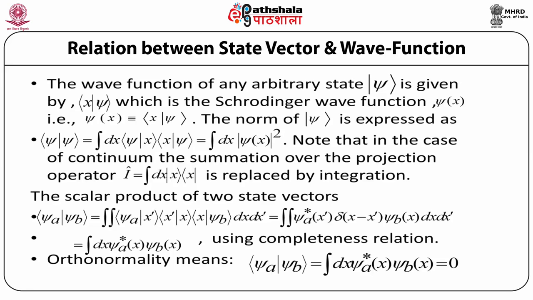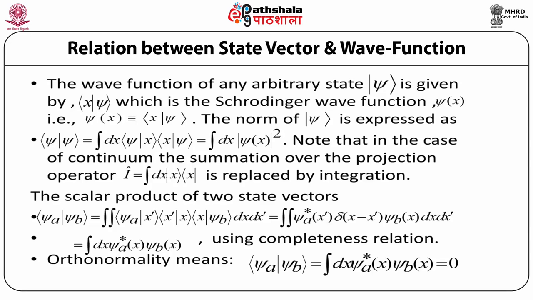where psi a x prime star is the complex conjugate of the wave function psi a x prime, and the delta operator states that if x and x prime are two different coordinates, then the delta operator will go to 0, and if they are the same, then the delta operator goes to unity. Thus the scalar product of the two state vectors bra vector psi a ket vector psi b is given as the integration over dx of psi a x star psi b x, where psi a x star is the complex conjugate of the wave function psi a x. And here we have used the completeness relation in order to reach this result.